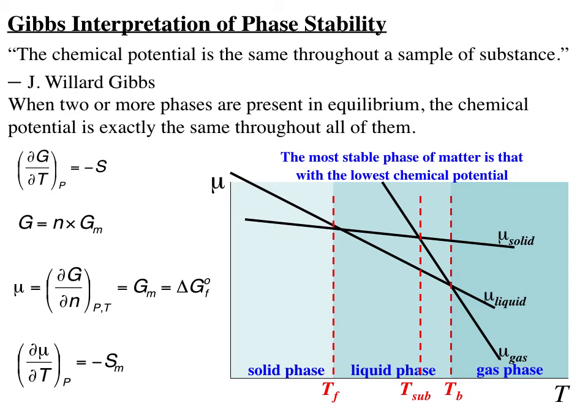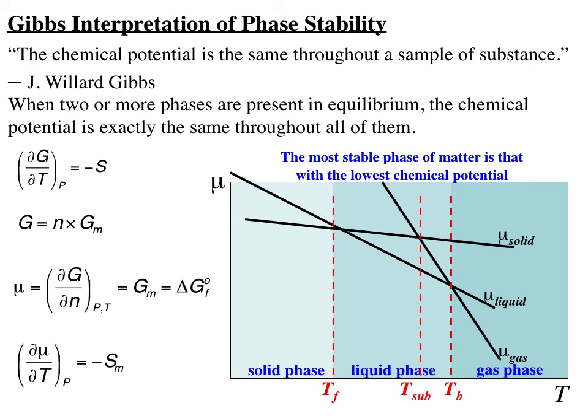Gibbs himself did a lot of pontificating on the chemical potential, particularly the chemical potential derived from his thermodynamic function. And one of the things that Gibbs expressed was that the chemical potential is the same throughout a sample of a substance, and in particular of a particular utility when two or more phases are present in equilibrium, like a liquid with its vapor above it, then the chemical potential is the same throughout all phases in equilibrium simultaneously.